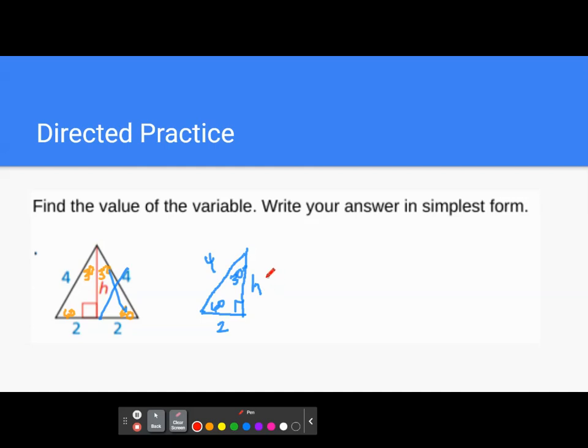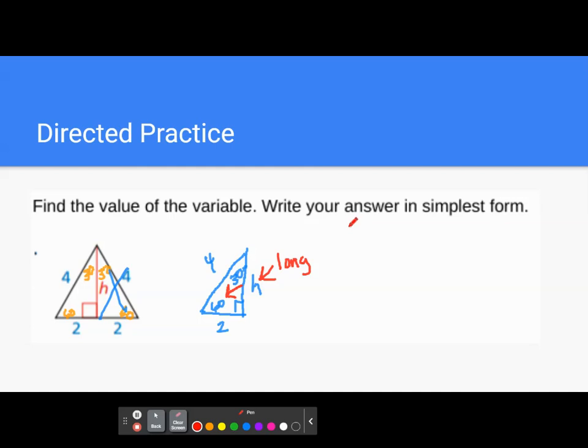It's going to be the long side. Why is it the long side? It's clearly longer than the others. It's opposite the 60-degree angle. So what formula am I going to use, Tyler, to find H?